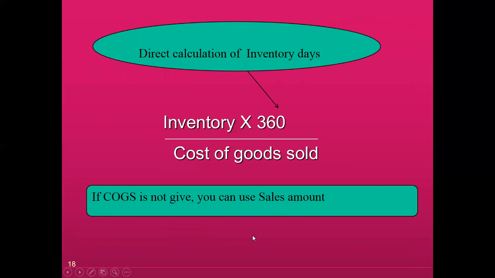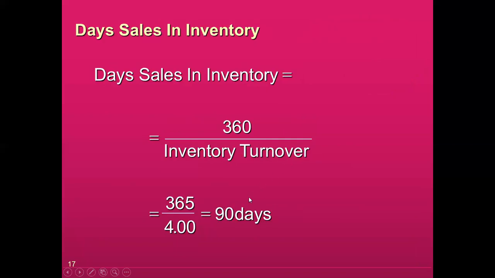Direct calculation, again, you can apply this formula. You can take inventory, multiply by 360 and divide by cost of goods sold. Then you can straight away get the answer which we calculated here, that is 90 days.